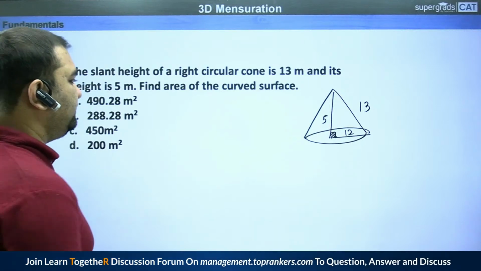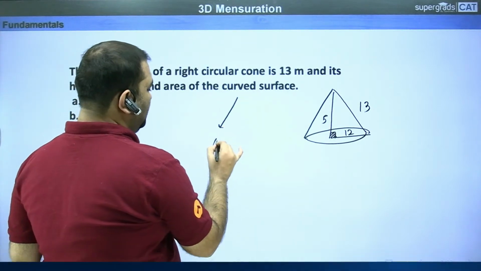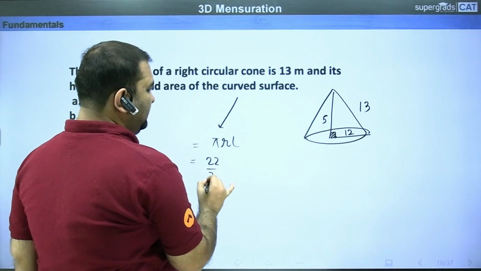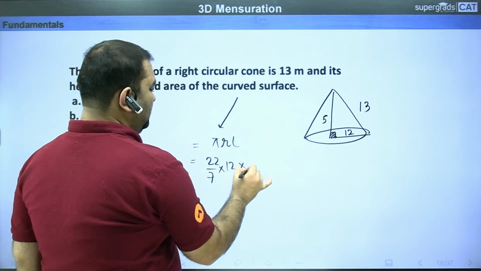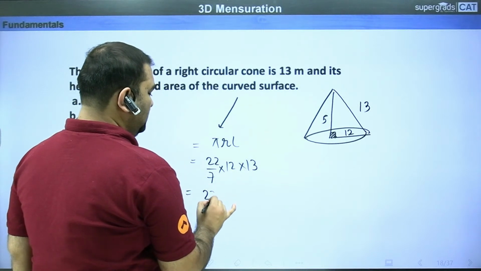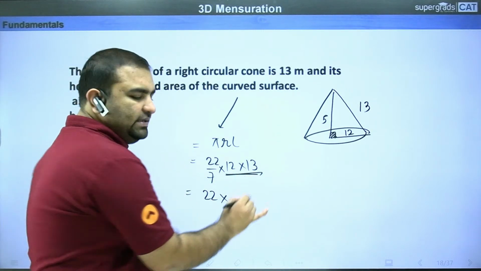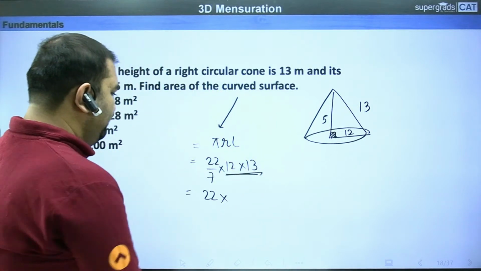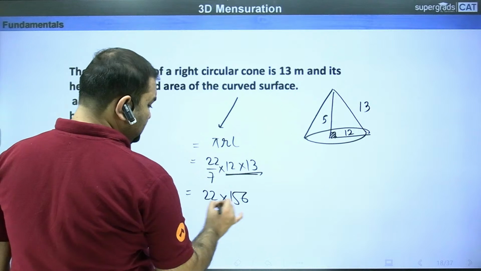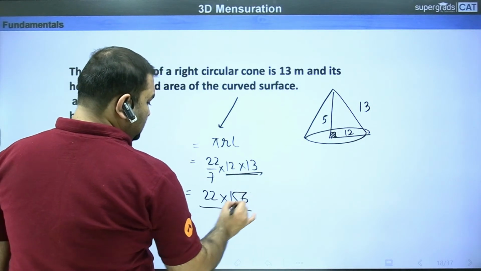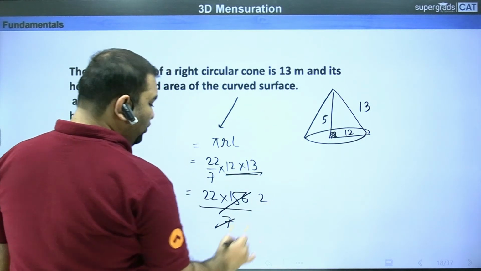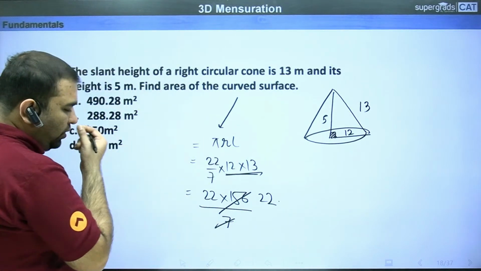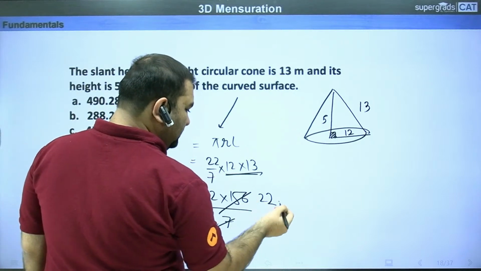Area of the curved surface कितना बताया था आपको? पाई आर एल बताया था. 22/7, 12, 13. 12 into 13 is a famous multiplication which we do generally. I think it is 156. 7 2 ja 14. 14.20 20, something like this.